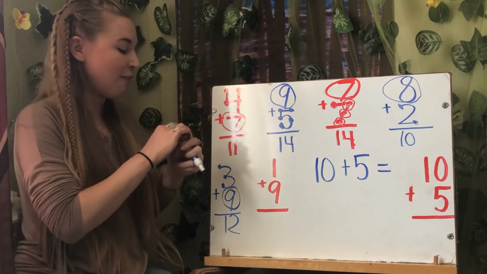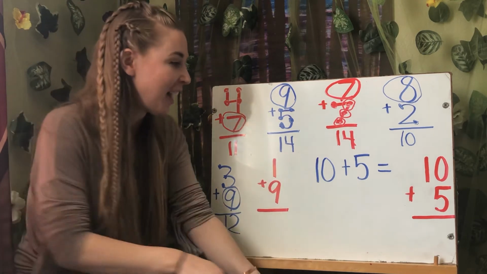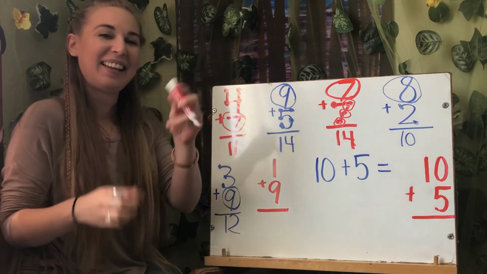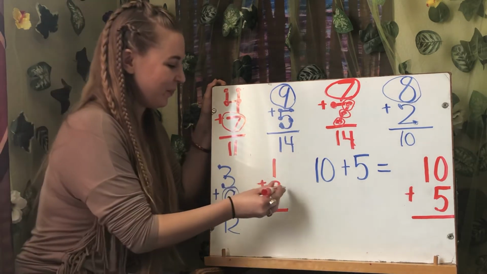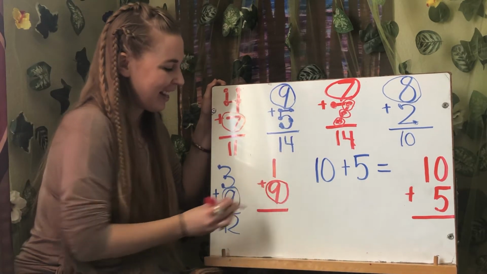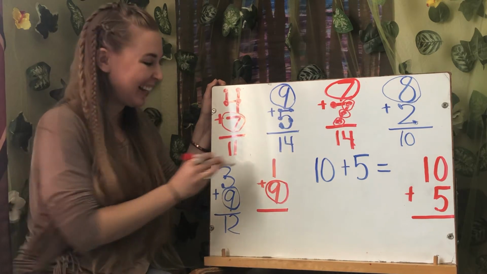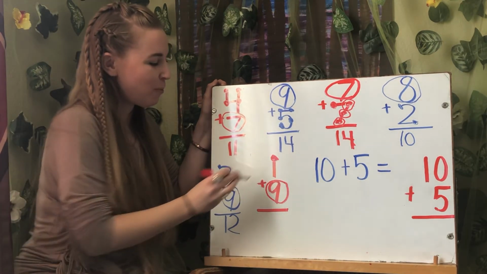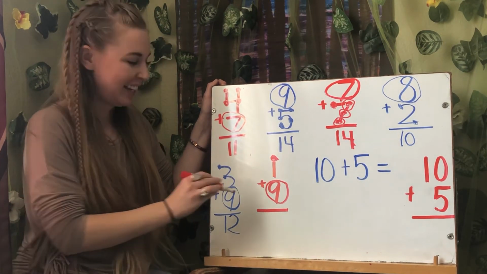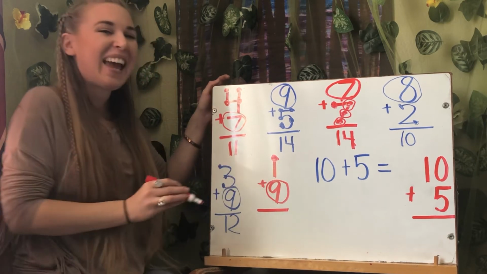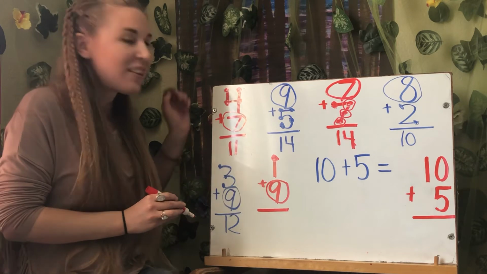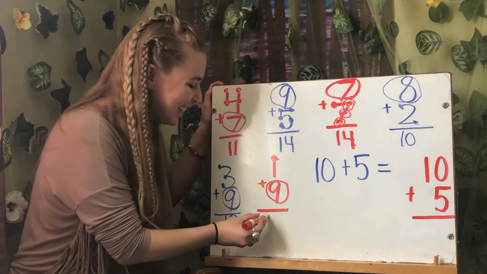Okay, next we have 1 plus 9 and then the equal sign. So which number do I circle? The 9. And how many touch points do we add? 1. Point to the bigger number and say it. 9. And then we're going to add that touch point. 10. So 1 plus 9 equals 10.